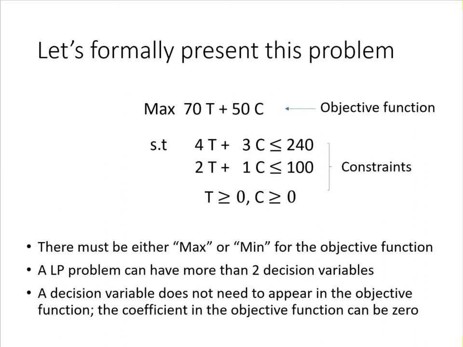It means that our decisions are subject to the following constraints. I just want to remind you that every problem either tries to maximize or minimize the objective function. So you will either have max or min, definitely not both. Also, you may have more than 2 decision variables. In this example, we have only 2, but it's actually quite likely you will have more than 2 in practice. Finally, it's possible that a decision variable does not show up in the objective function. Okay, there's nothing saying that every decision variable needs to appear in the objective function. If it doesn't show up in the objective function, you can simply see that as the coefficient being 0 for that decision variable.